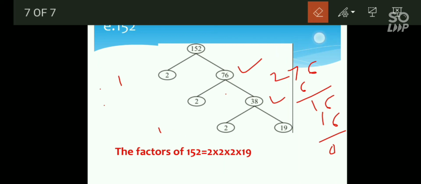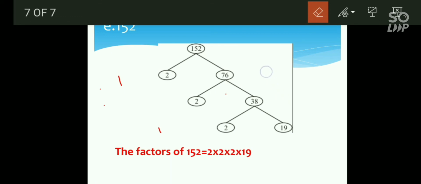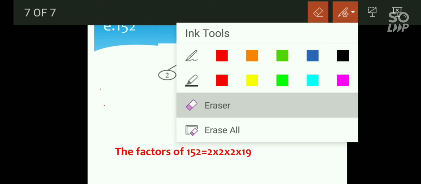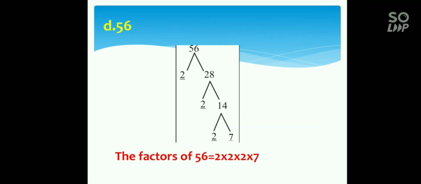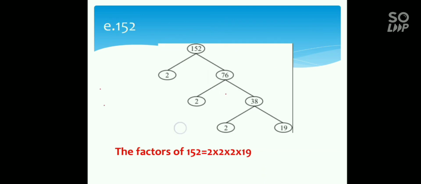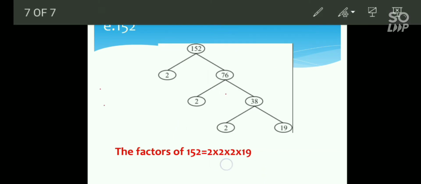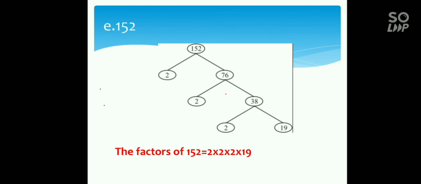So here you see 152 is equal to 2 into 76. 76 is equal to 2 into 38. Then again 38 has been split into 2 into 19. So the prime factors of 152 are 2 into 2 into 2 into 19. So our answer is: the prime factorization of 152 is equal to 2 into 2 into 2 into 19. Hope you understood.